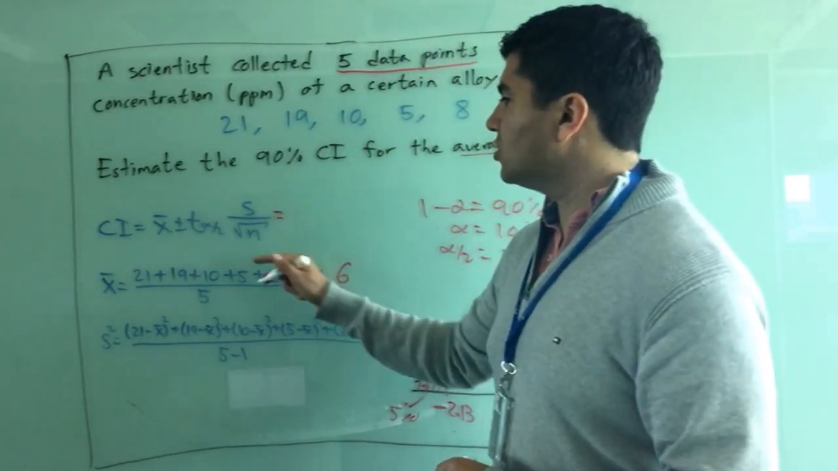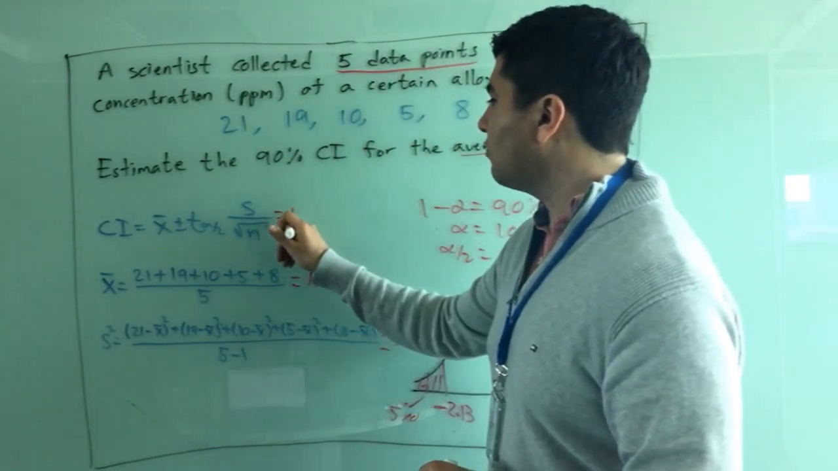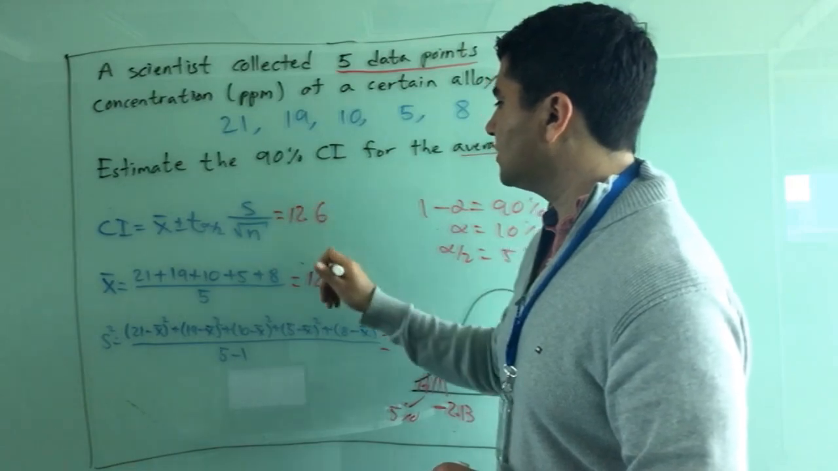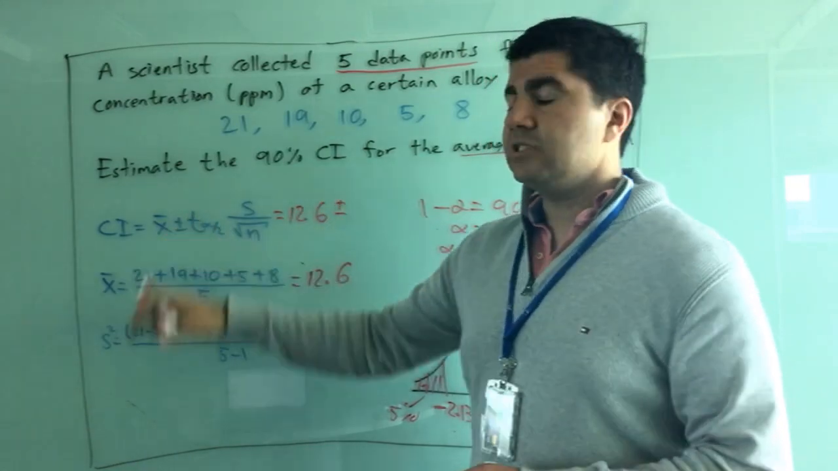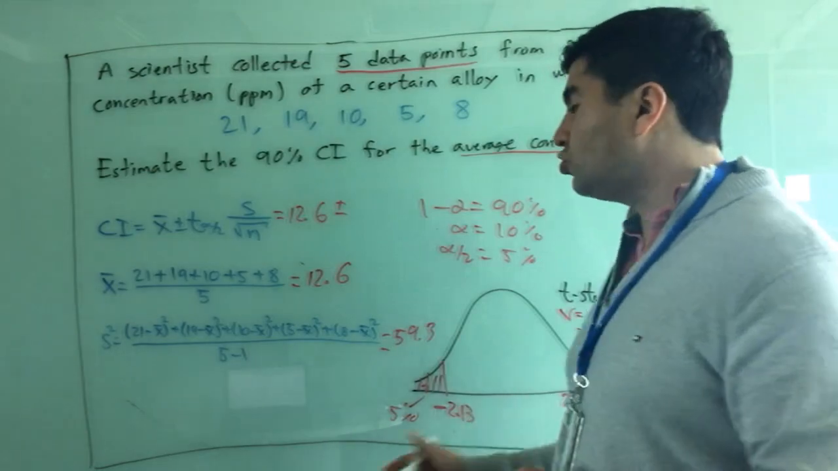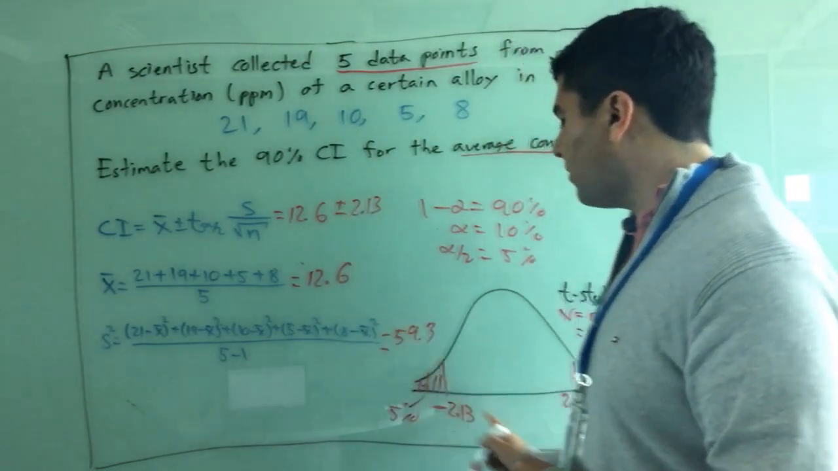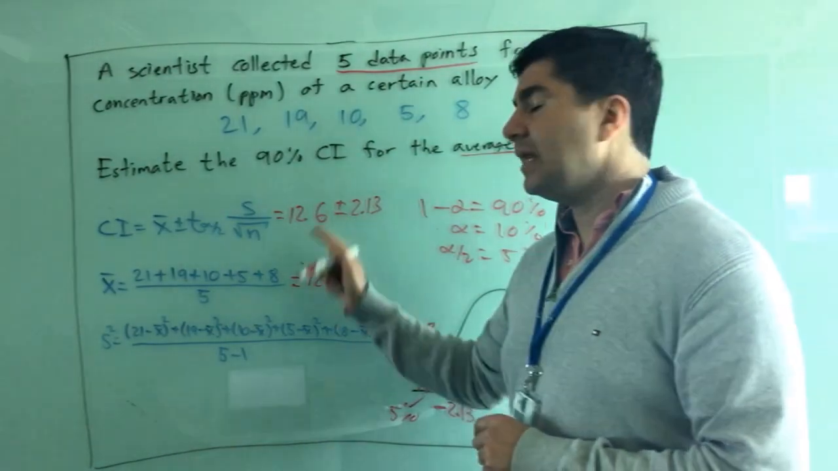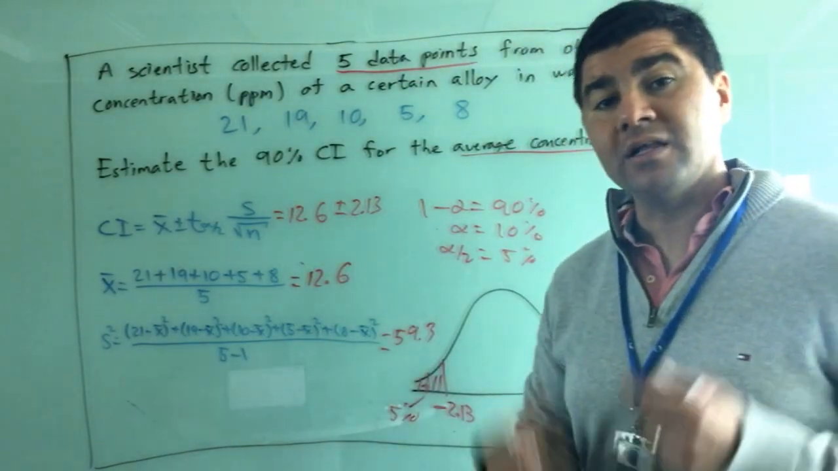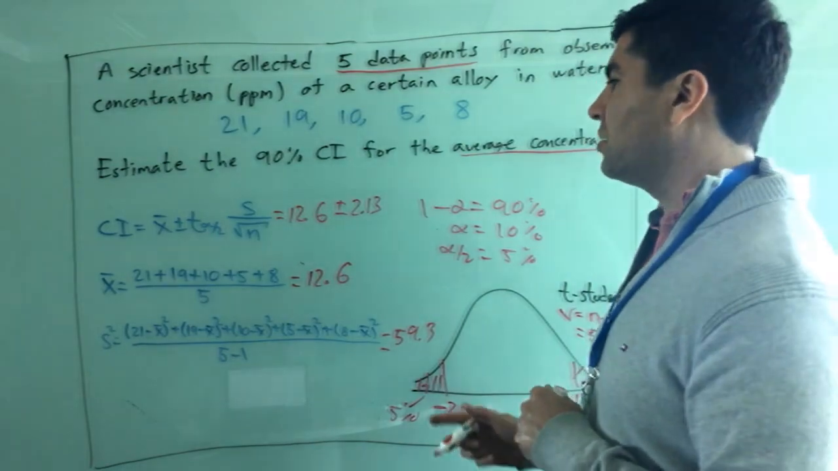In this formula, we just need to see that x bar is the value that we just calculated, 12.6, plus or minus this t of alpha halves, which in this case is 2.13. Just remember that the positive part is the one of the right tail, and the negative part is the one of the left tail. It's a symmetrical confidence interval.